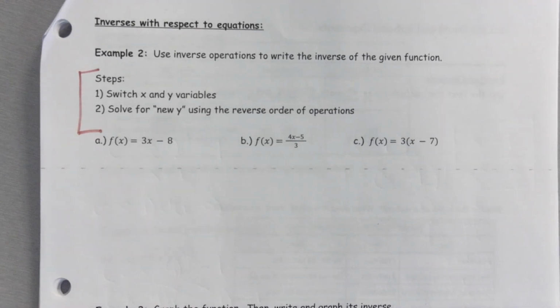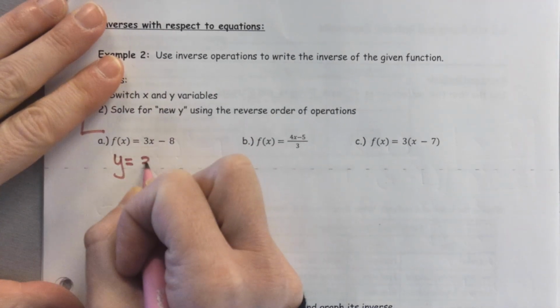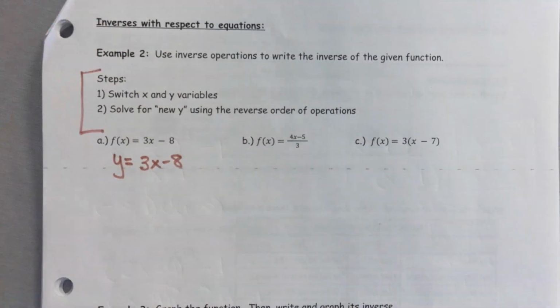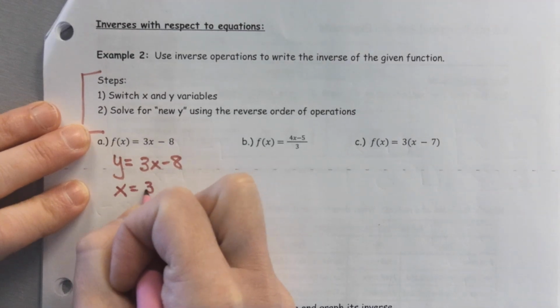Look at part A. Do you see a y? If you squint a little bit and you think about what you know f of x is, yeah. So let's rewrite this. Y equals 3x minus 8. So remember, f of x is a fancy function notation way of saying y. All right, so now we're going to flip x and y. Step 1, flip them. So literally they're switching spots.